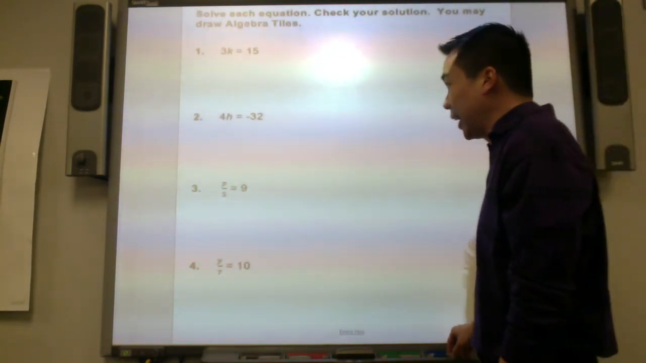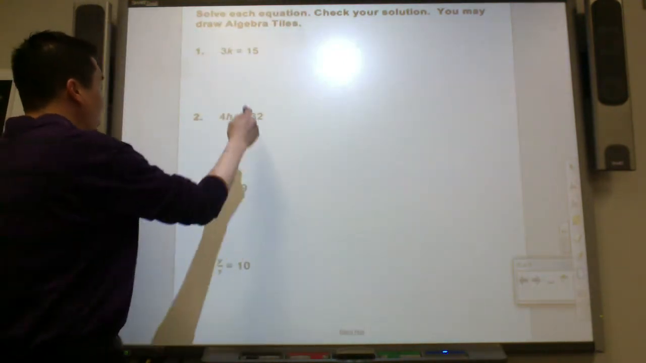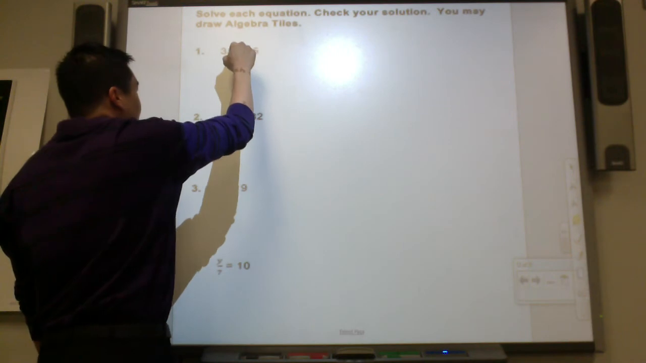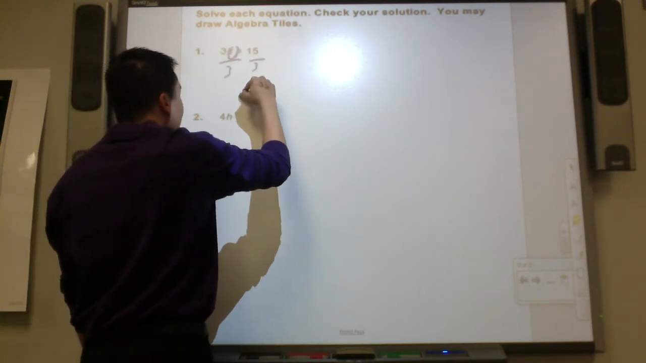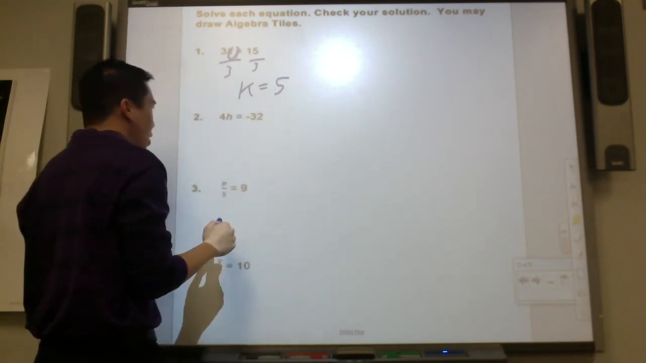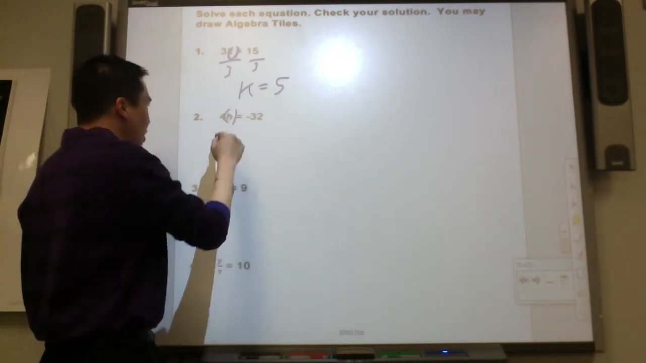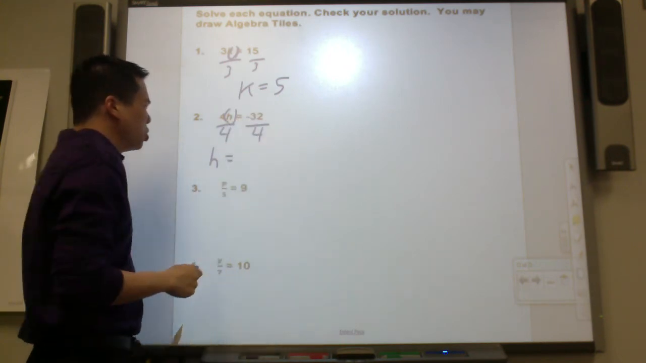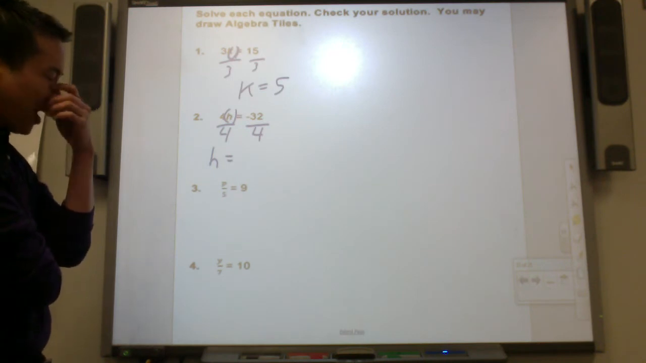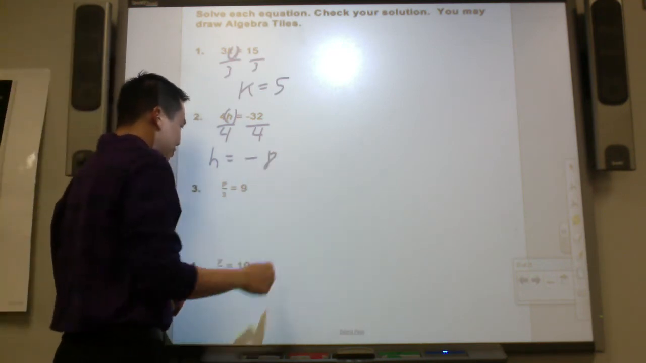All right, welcome back. Here are the answers. You may draw them or you may do it using the algorithm. This is 3 times k. What is the inverse of times? Divide by 3. So k equals 5. This is 4 times h. What is the inverse of times 4? Divide by 4. So h equals, you have 32 negatives. You divide it into 4 groups. That means each group will have 8 negatives.